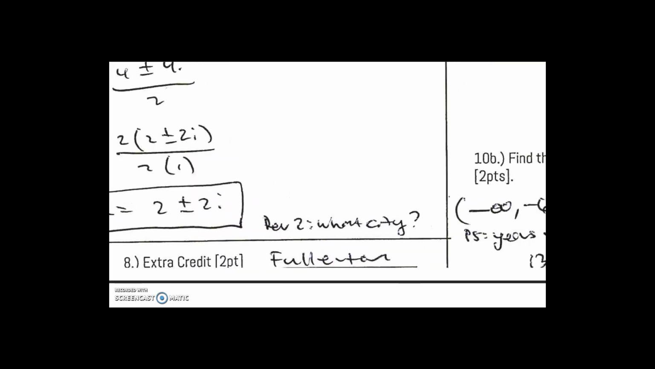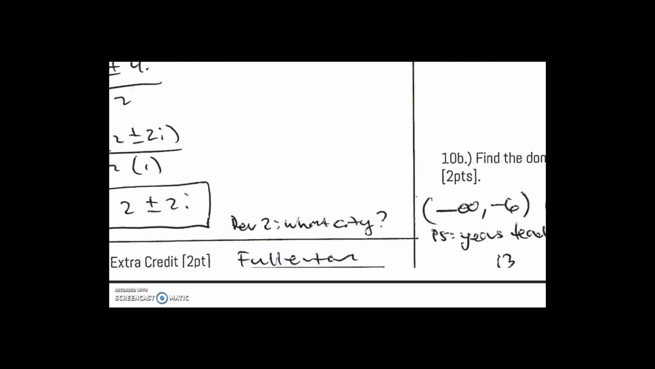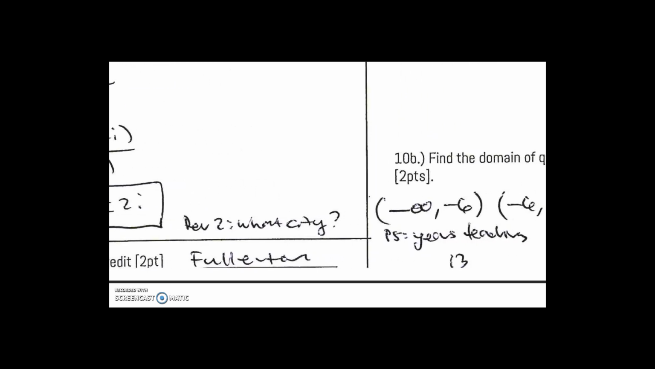The extra credit questions were: what city did I grow up in? That was Fullerton. And how many years have I been teaching? That is 13.